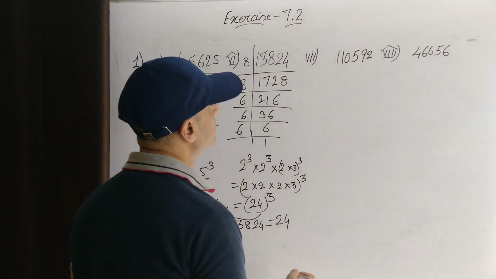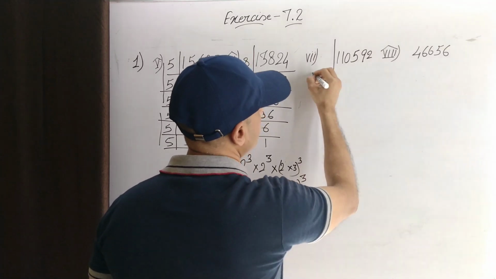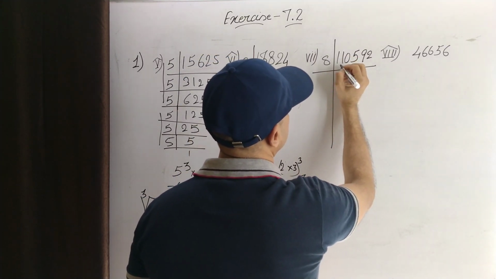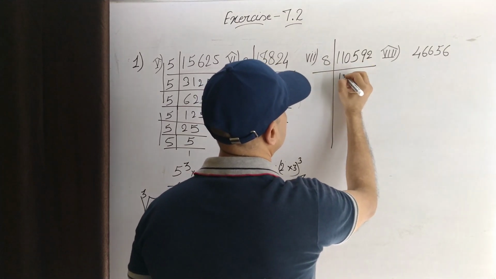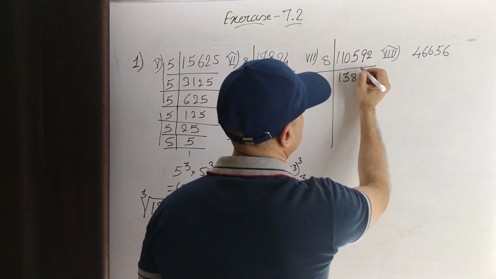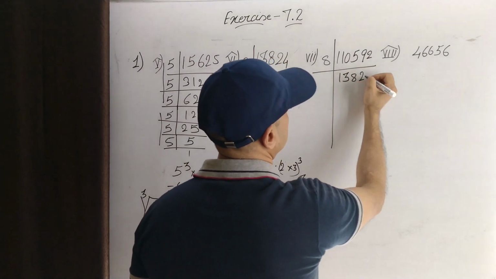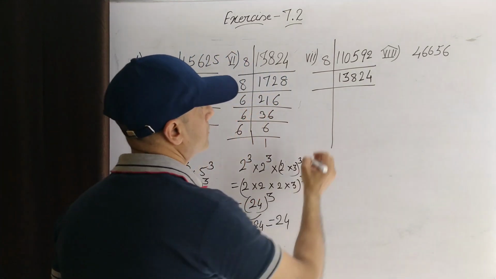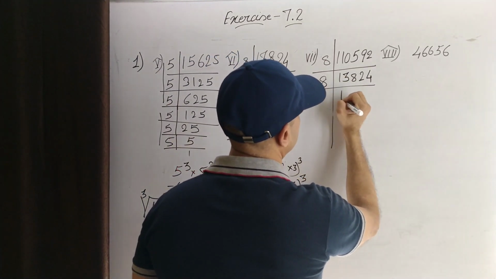Clear? Divisible by 2. Again we'll start dividing with 8. So again we'll divide with 8.